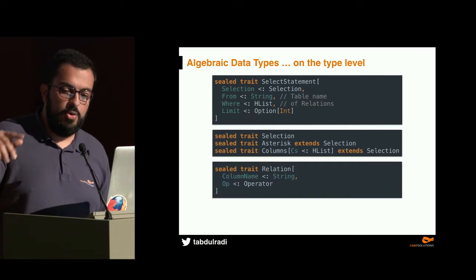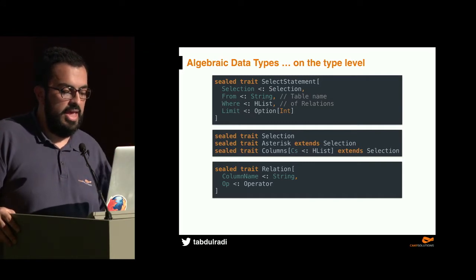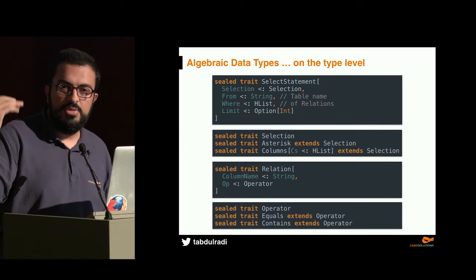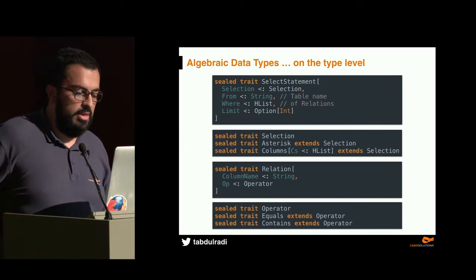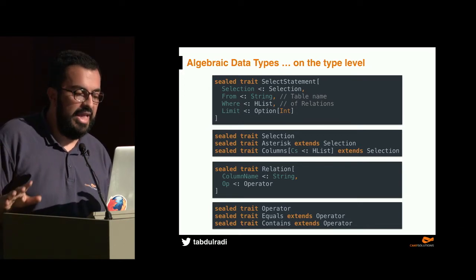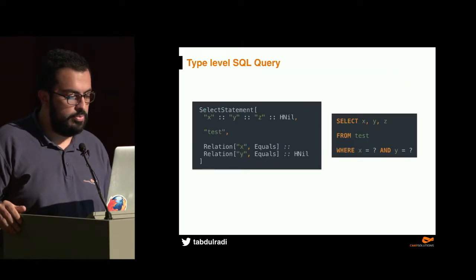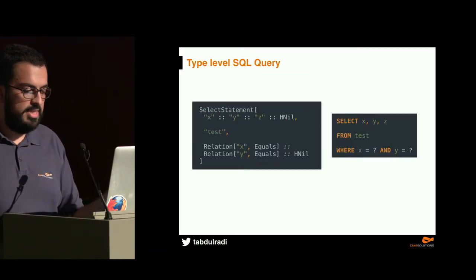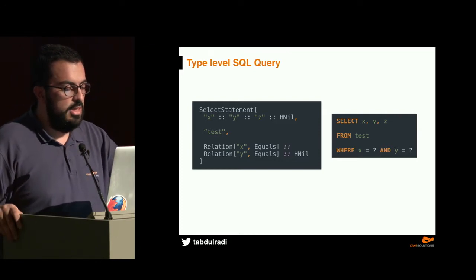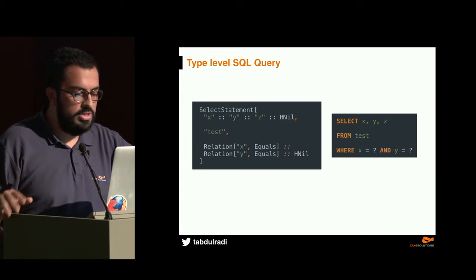Relations, like if you say where X equals question mark, are represented here. X is going to be the column name. The operator is either equals, contains, and so on. So I have a big family of traits to represent any SQL statement. The representation of a simple select statement would be something like that. The selection part is a literal type, the table is a literal type, the relation is all types. Everything is a type.